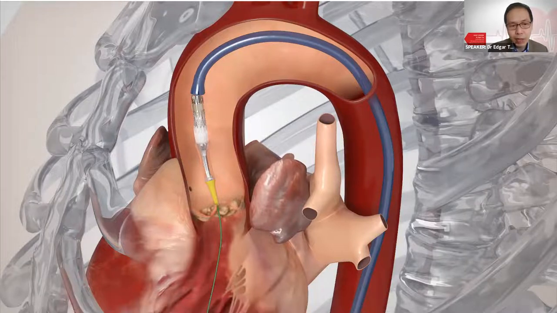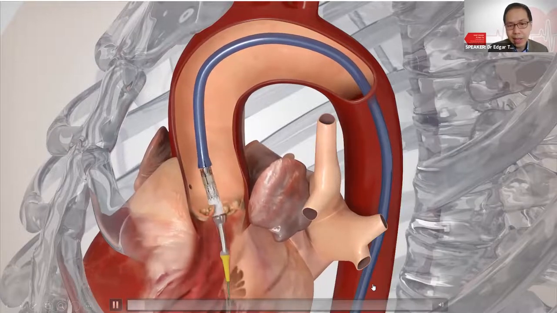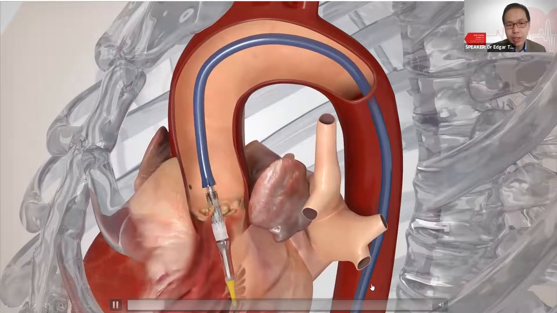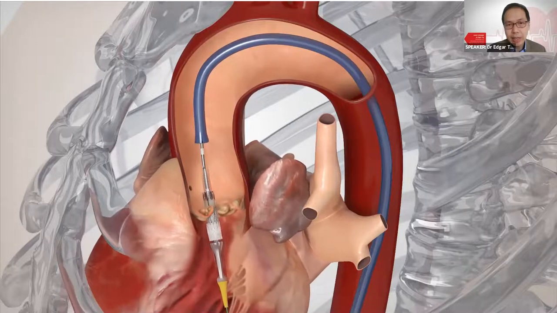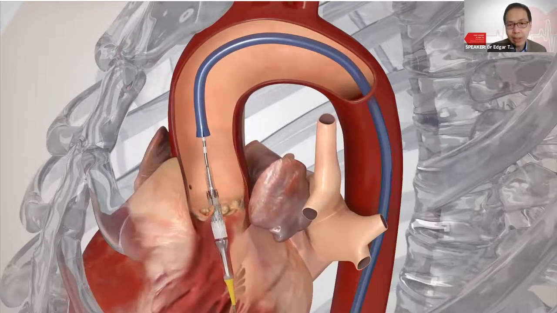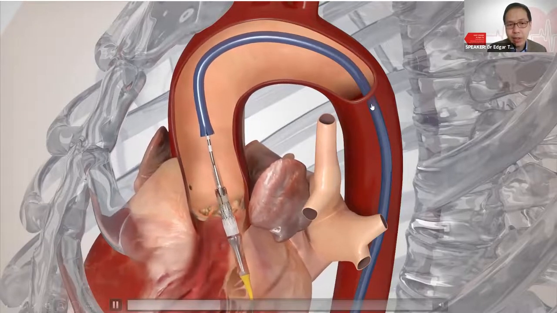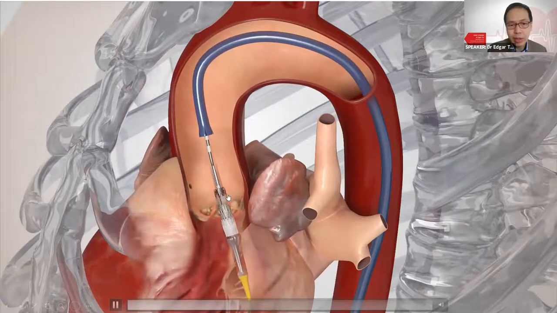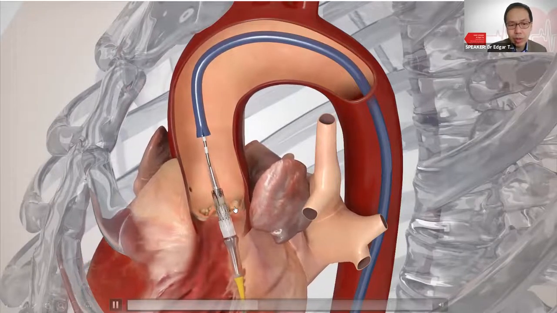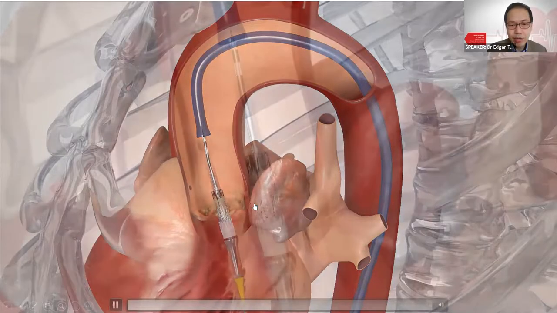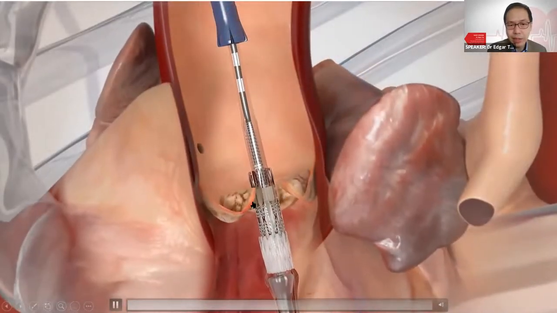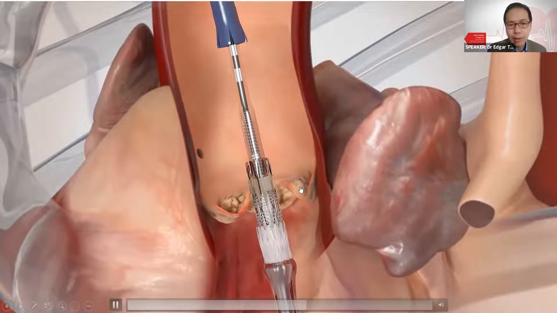So I'll just show you a video of how this valve works. Essentially, this is a catheter that goes from the femoral arteries, goes into the ascending aorta, just like how a coronary angiogram catheter travels. And you see this device called the valve is mounted on a balloon, just like a stent. And this is positioned right at the level of the stenosed aortic valve, which is not opening well.